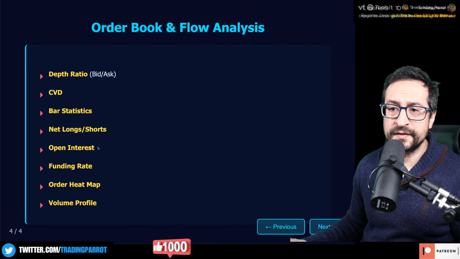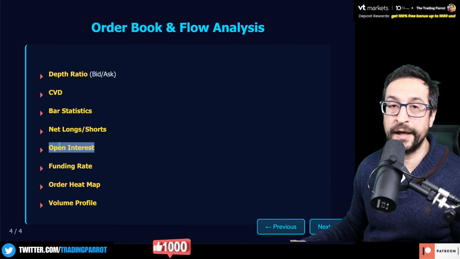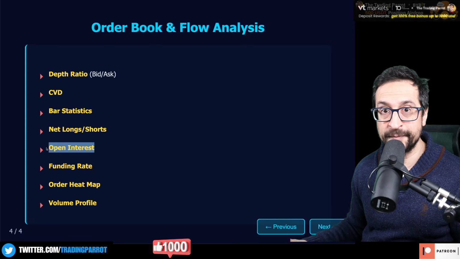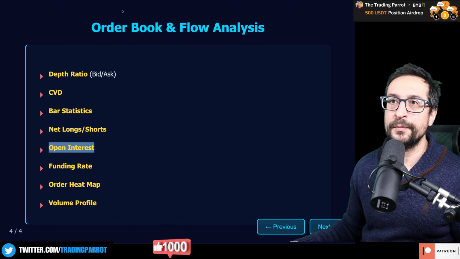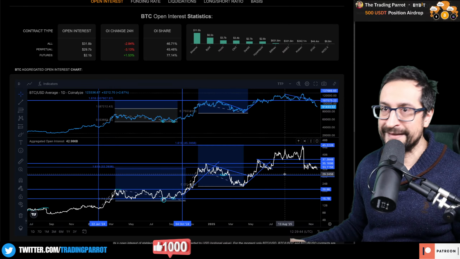Open interest, it's interesting just to tell you how much people are allocated in futures, and the more people allocated in futures, the more volatility you should be expecting. And when it's very low, it's also flagging that there's a lack of interest. It could be a weekend. And I also track the aggregated open interest.